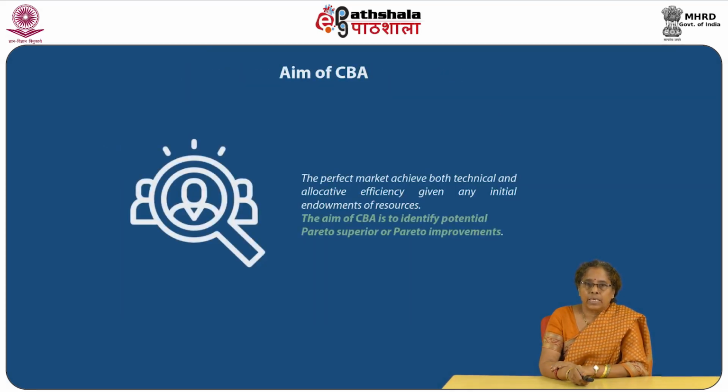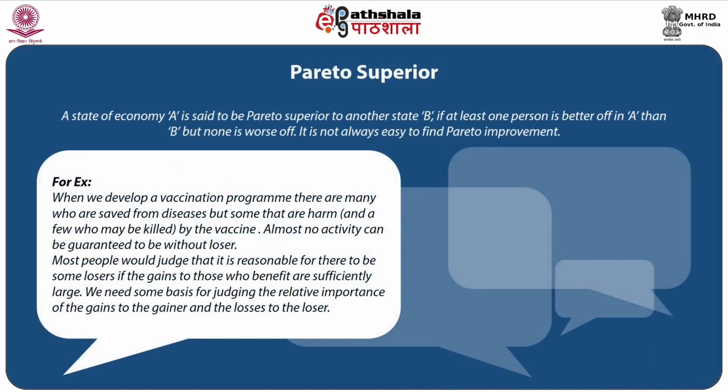resources. Aim of CBA. The perfect market achieves both technical and allocative efficiency given any initial endowments of resources. The aim of CBA is to identify potential Pareto superior or Pareto improvements. Here we will define what is a Pareto superior. Pareto superior means a state of economy A is said to be Pareto superior to another state B if at least one person is better off in A than B, but none is worse off.